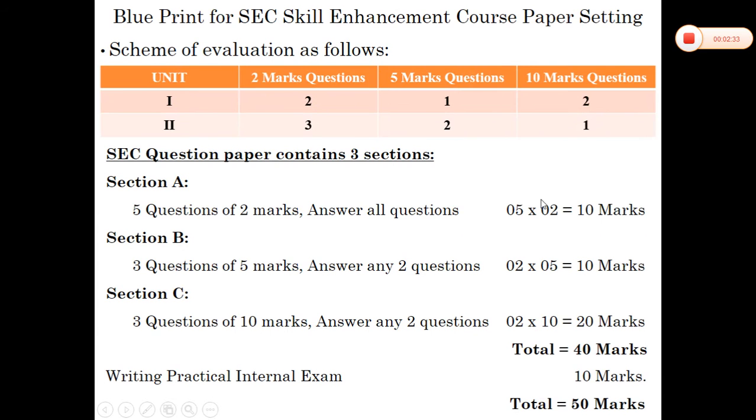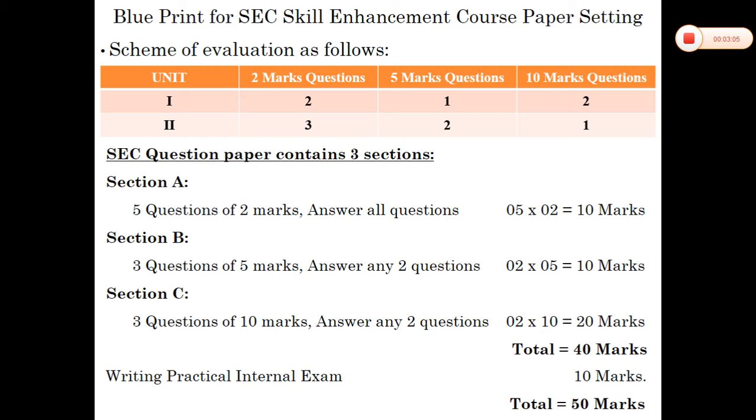Now, let me explain the blueprint of SEC, that is, the skill enhancement course paper setting. In this paper, we have two units, and the two units are bifurcated in such a way. The first unit has 2 marks, 2 questions, 5 marks, 1 question, 10 marks, 2 questions. And in the second unit, we have 2 marks, 3 questions, 5 marks, 2 questions, and 10 marks, 1 question.